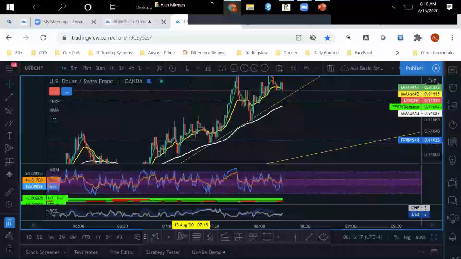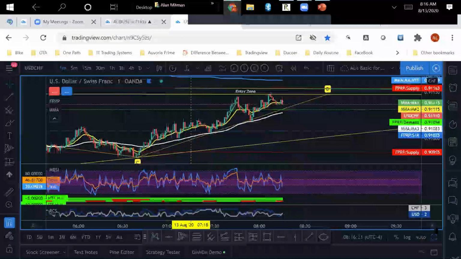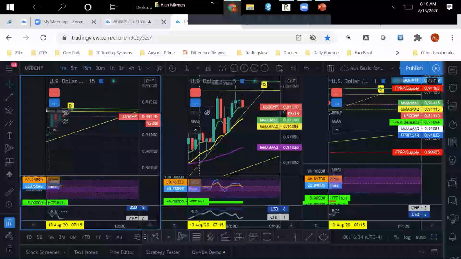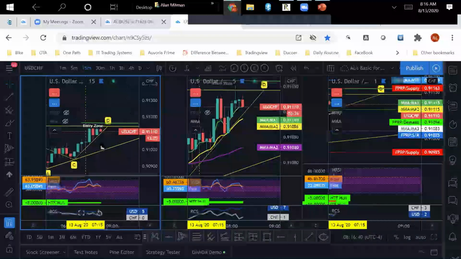And on the 15, the US is way stronger than the Swiss. It's 6, Swiss is 0. The US is way strong on the 15-minute chart. Yeah, 6, and so that would mean that US Swiss should break to the upside. If this wedge breaks, it should break to the upside with a little bit of strength.